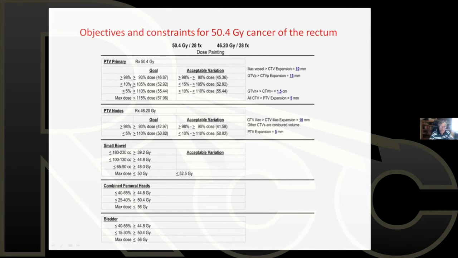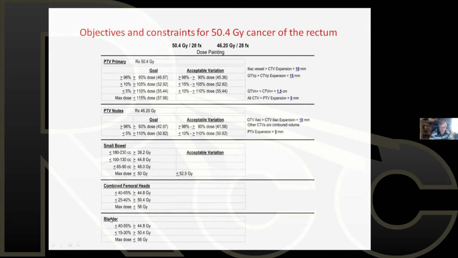And then, as far as hot spots within the rectum, less than 10% of the rectum should not have a hot spot over 5%. Less than 5% of the rectum shouldn't have a hot spot of over 10%, and we don't want any part of the rectum to get over 15% of the dose. Acceptable variation here, for the small bowel: maximum dose to the small bowel, 50 gray, but we'll accept up to 52.5 gray.